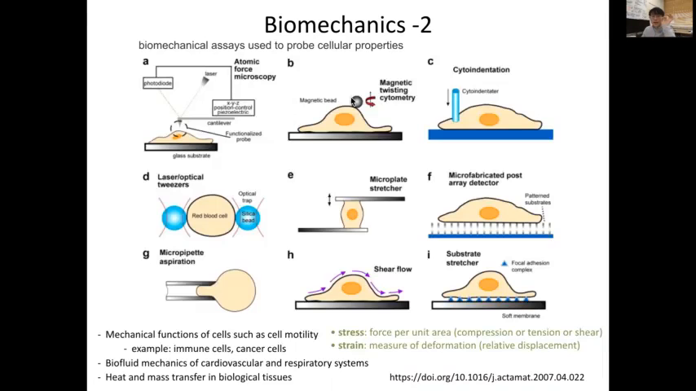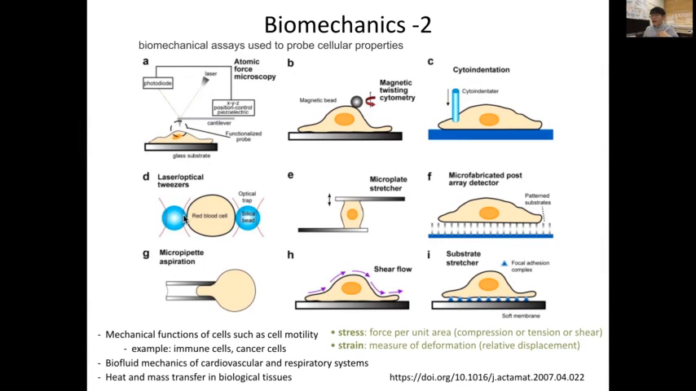Similarly, we can attach a magnetic bead to a cell, and you can use an external magnetic field to twist the bead and measure the cellular mechanical response. Also cytoindentation: cyto means cell, and indent means you're poking the cell, and then you can measure the cell's mechanical property.